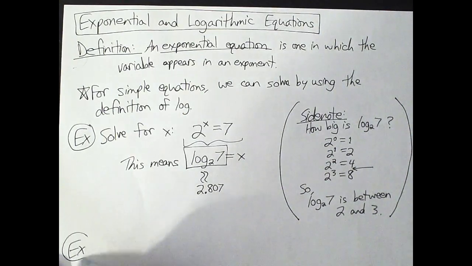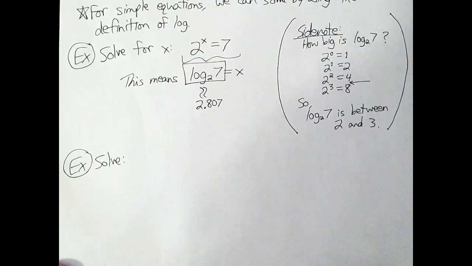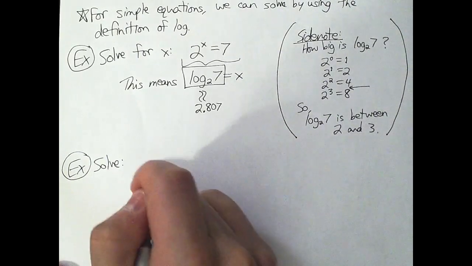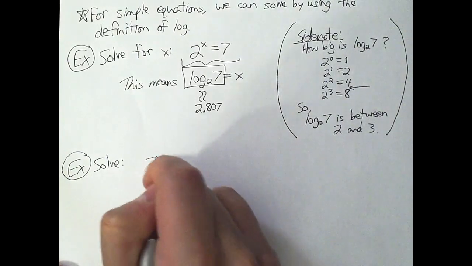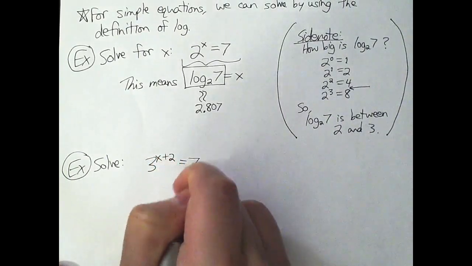Let's see another one. Let's say we want to solve for x. And it could just say solve. If it just says solve, then it's implied that we're looking for x, because that's going to be the only variable. 3 to the x plus 2 equals 7.